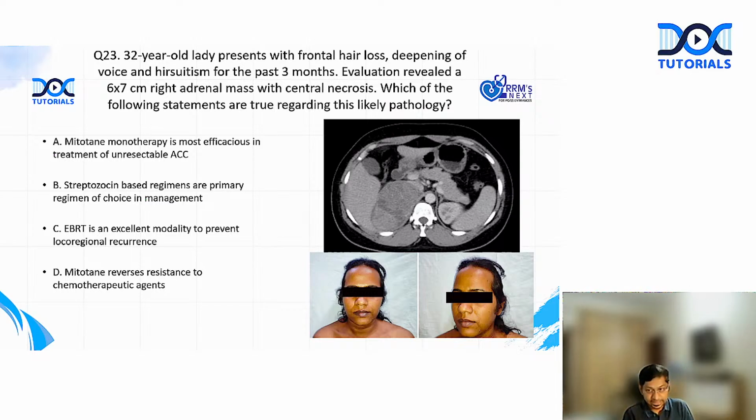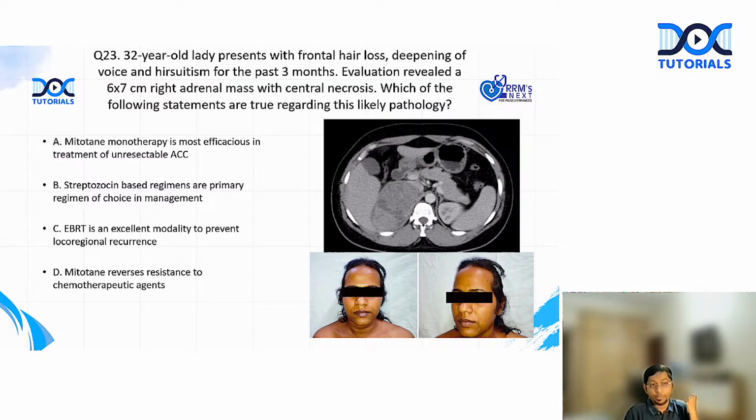So this is a classical example of an adrenocortical cancer. Why am I saying adrenocortical cancer? The reasons are, one, it is a large adrenal mass, more than 6 centimeters in size. It is a heterogeneous mass. It has central necrosis, and this patient also has virilizing features. So these are all classical symptoms that you get with an adrenocortical cancer.